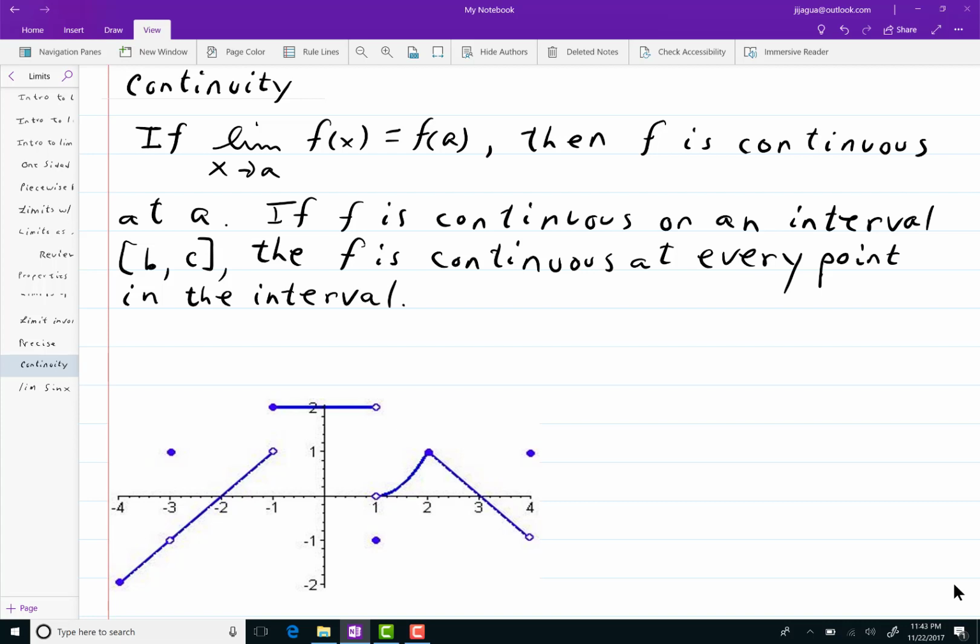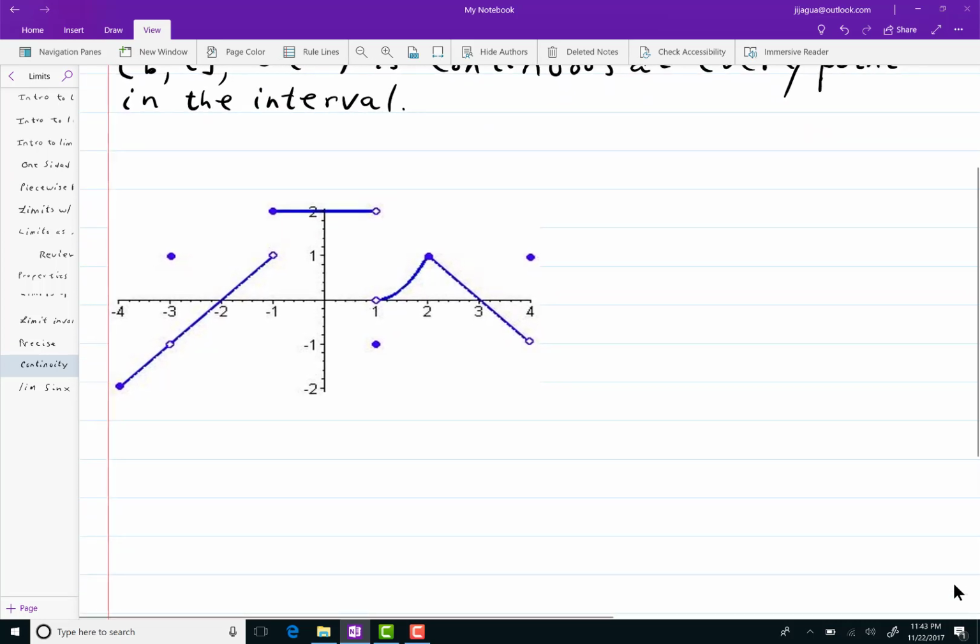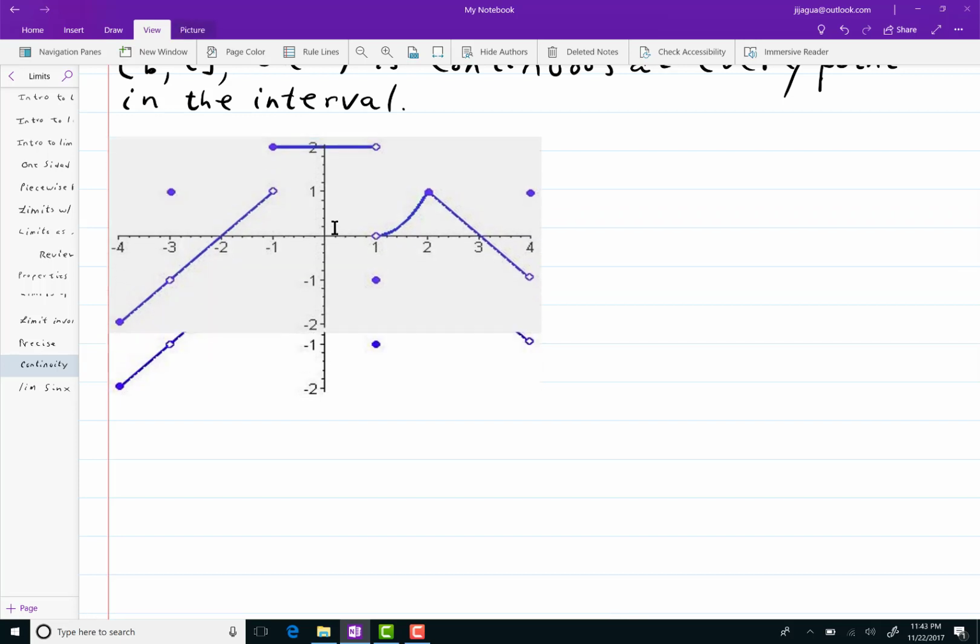So, I grabbed this function from before. Let me pull it up just a little bit here. And I want to list the intervals where this is continuous. So, this graph here is continuous on, and we'll list the x-axis values for which it happens.